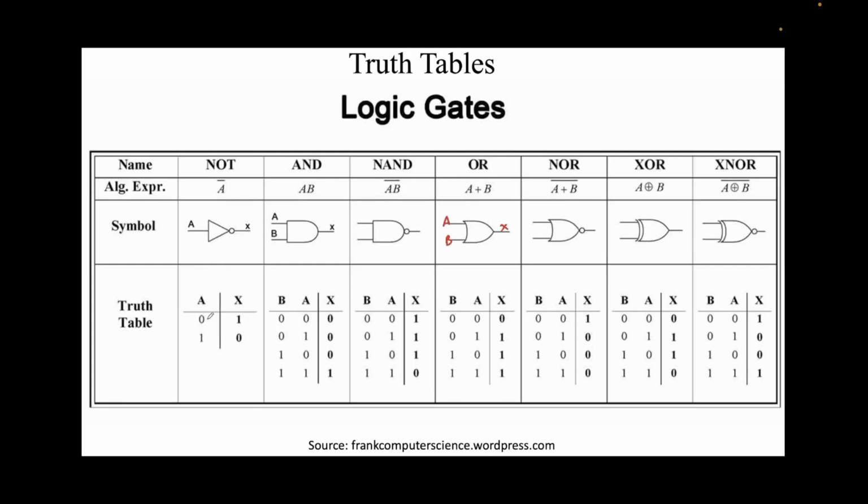Now what a NOT gate does is simply an inverter. So it inverts whatever the input is being provided. So if the input is 0, the output would be 1. And if the input is 1, the output would be 0.